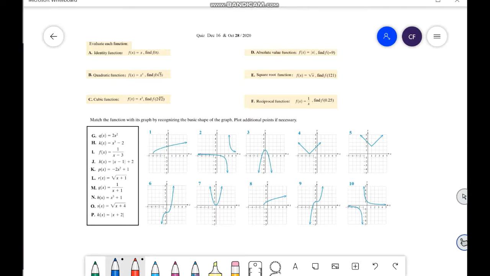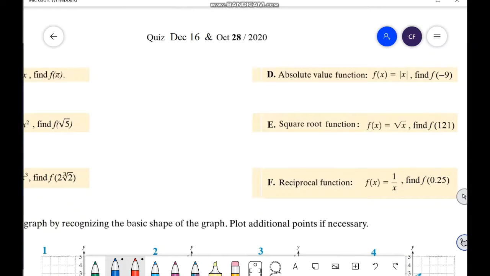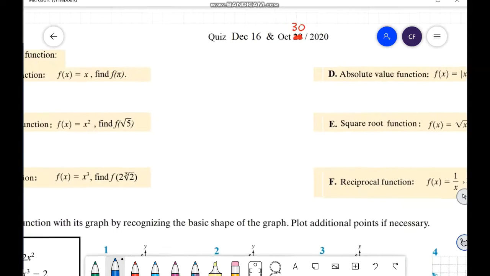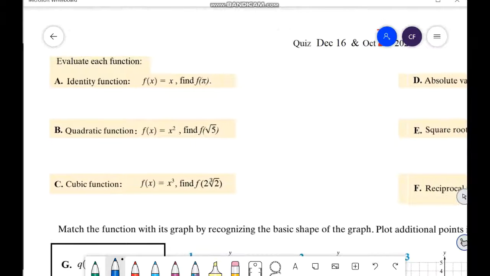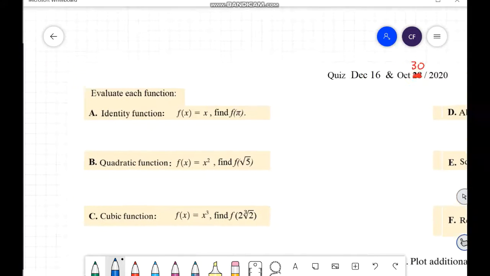This is going to be the quiz. Just remember, this is not October 28th. I don't know, this is a mistake. This is October 30. The quiz from today, December 16th, and also the same from October 30. Let's work on the first question.